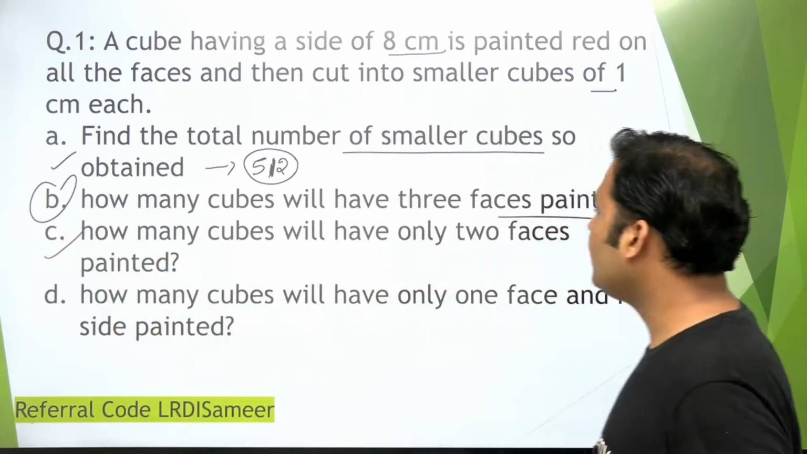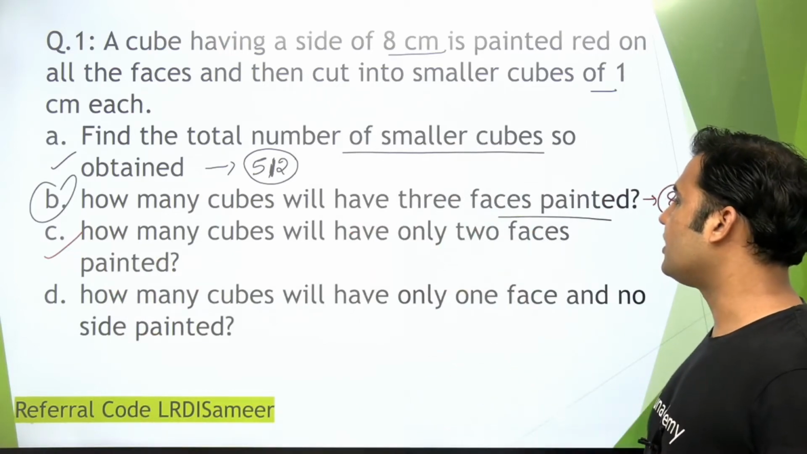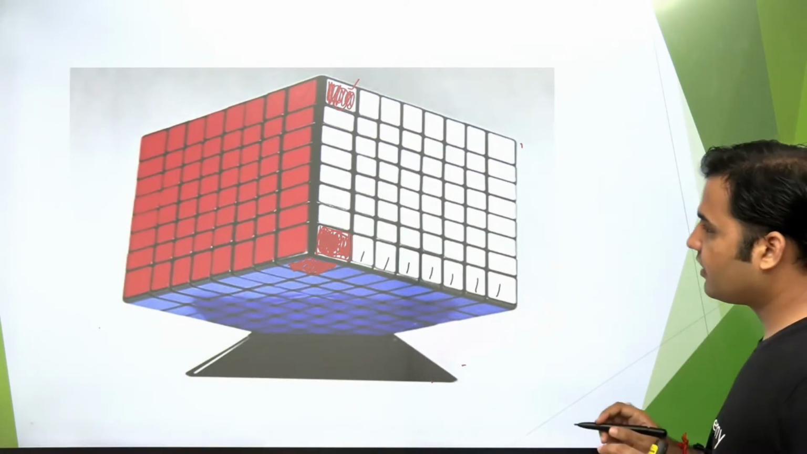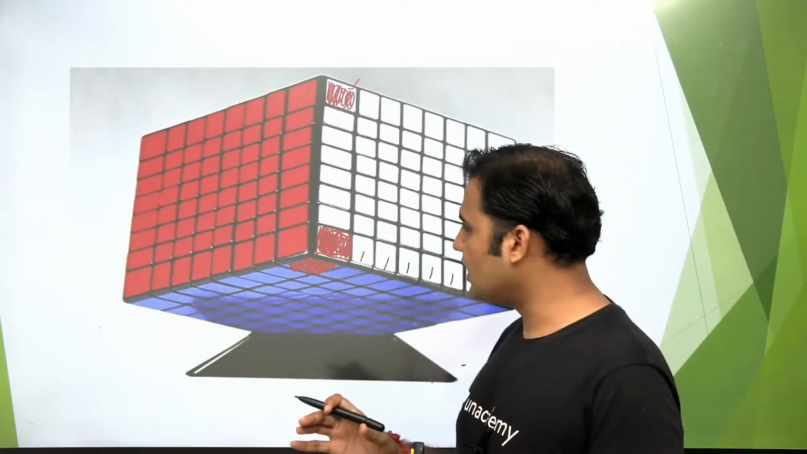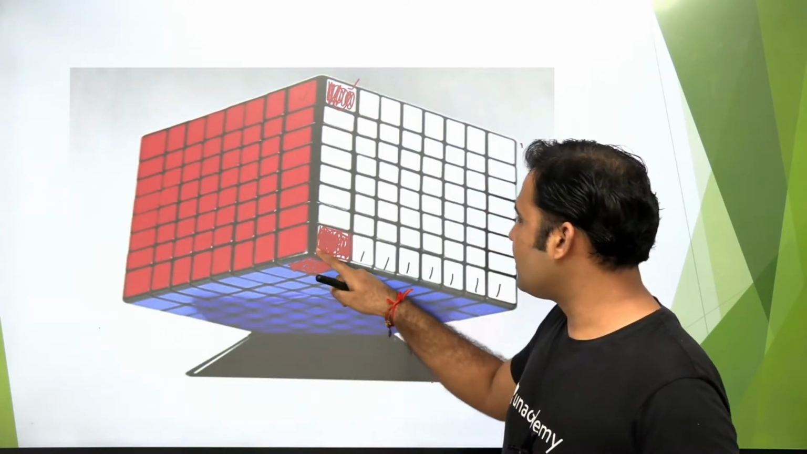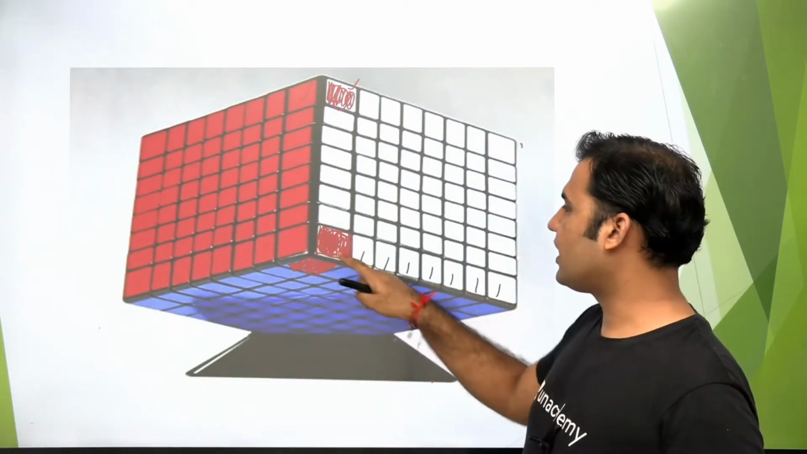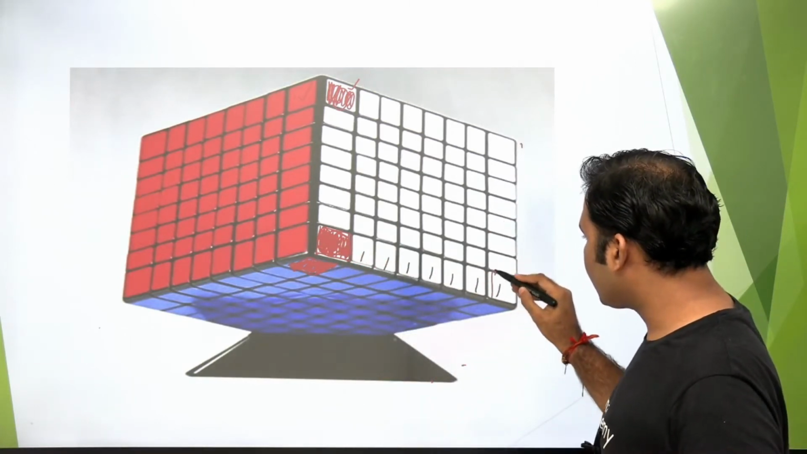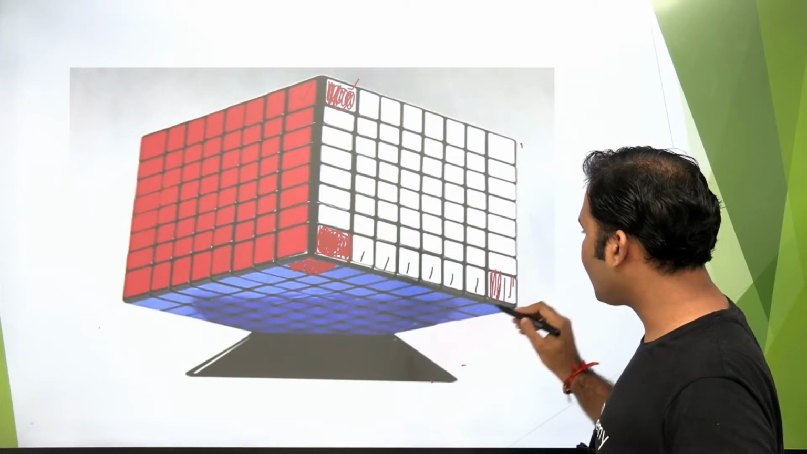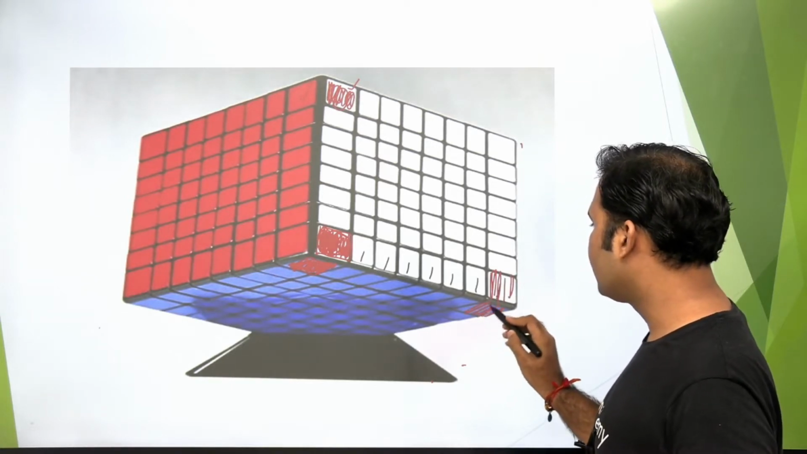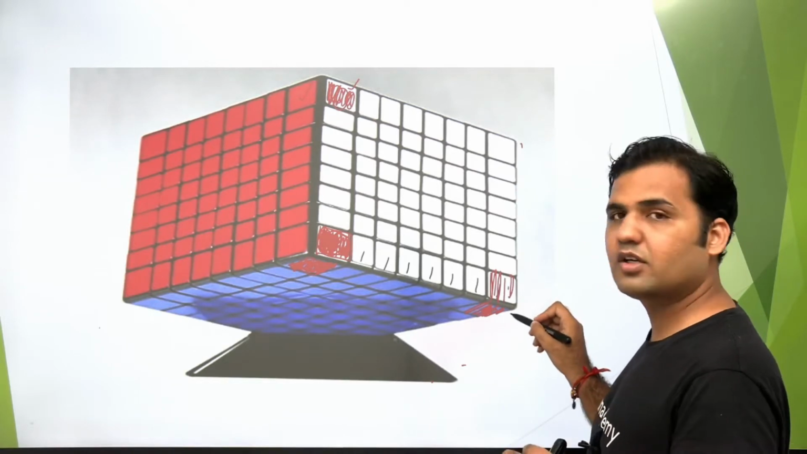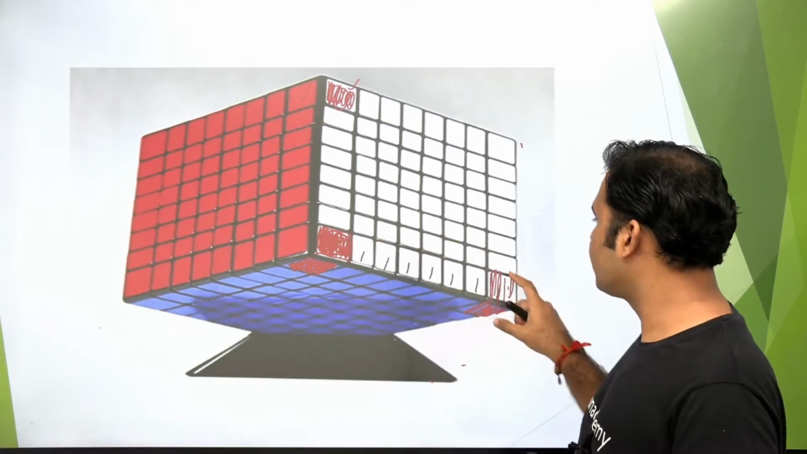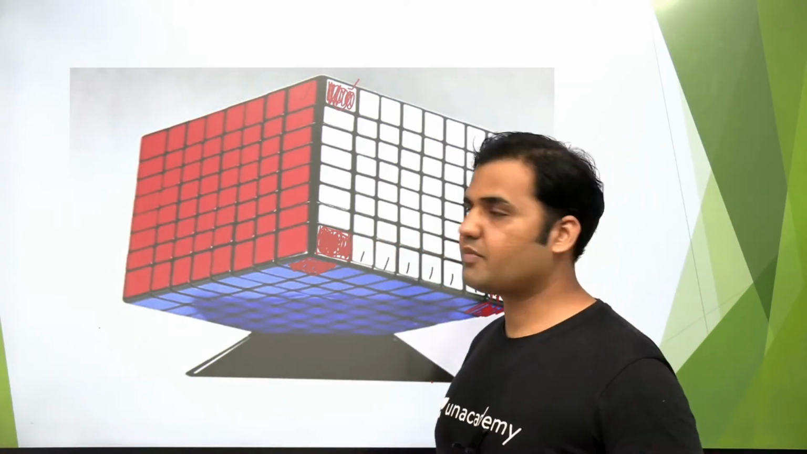Next question is, how many cubes will have only 2 faces painted? Now look at it, guys. Look at this cube. If I'm talking about the cubes which have only 2 sides painted, you see that on this complete edge we have a total of 8 cubes, and out of these 8 cubes, these 2 cubes in the corner have red color on both sides, and on the third side also. So out of these 8 cubes, 2 cubes have 3 sides painted.